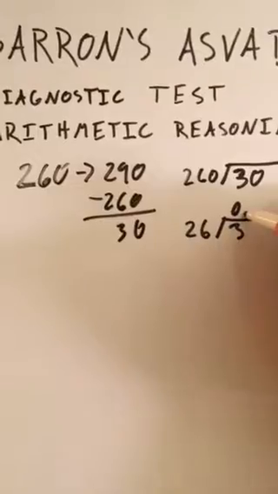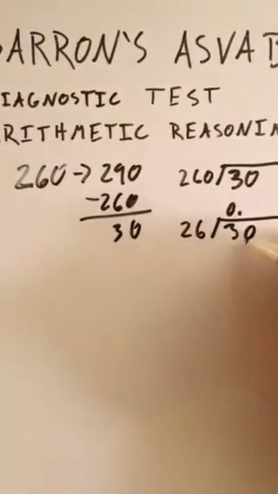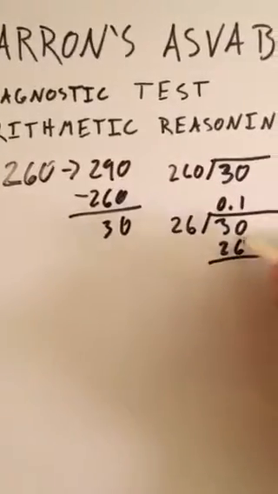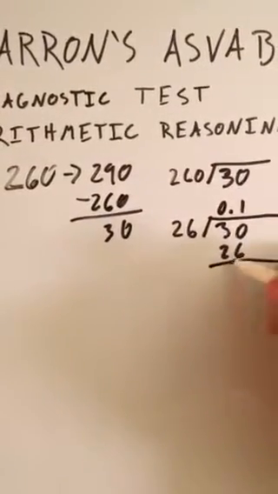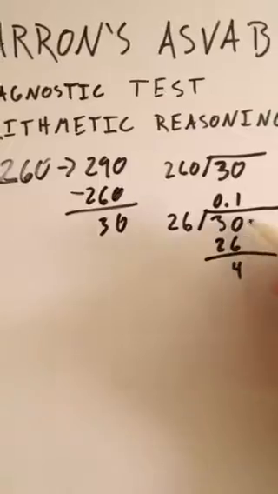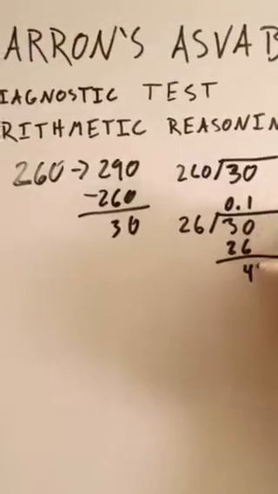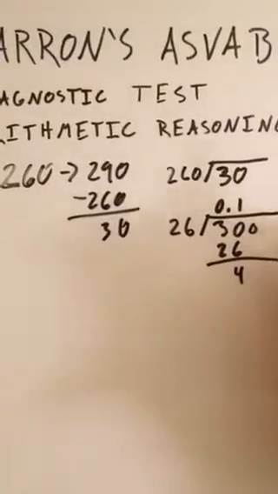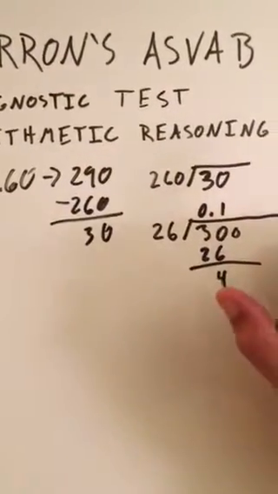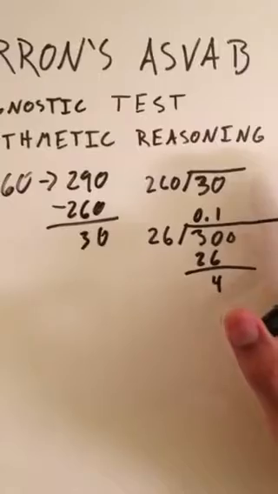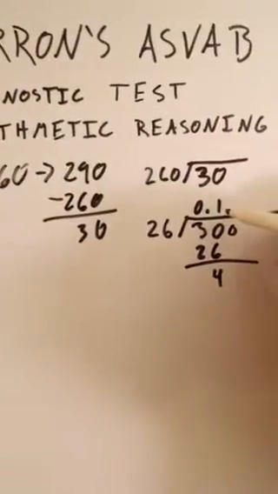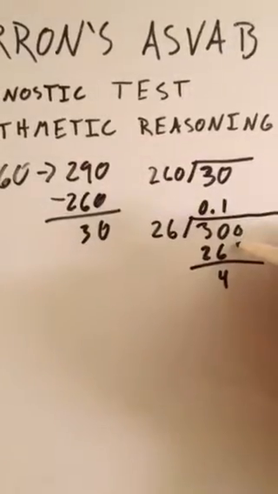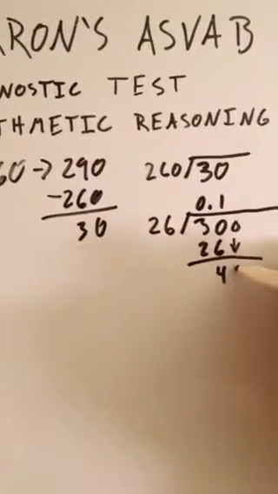26 doesn't go in once, so let's put a 0. 26 into 30 is 1. We have 26. 30 minus 26 is 4. Since we have a remainder, let's solve that out more. Looking at the answer choices, we have 12, 11, 10, and 9%. So they're looking for two places after the decimal point. So we bring that 0 down.